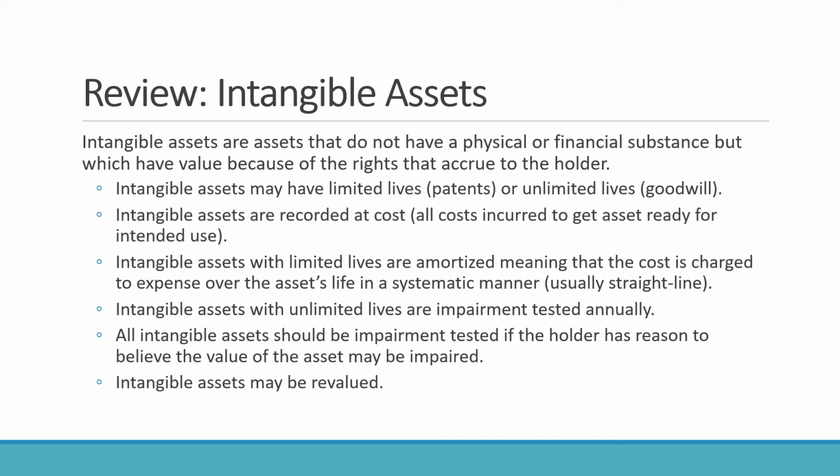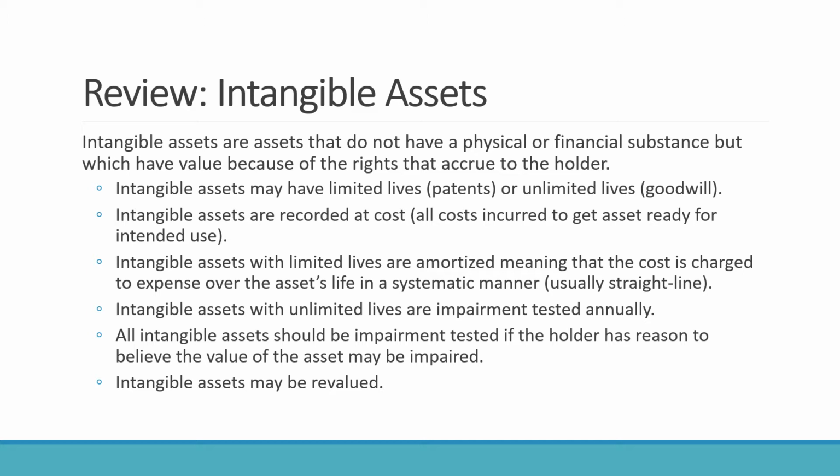So if we bought a patent for 50,000 euros and we expect it to have a 5-year life and not be worth anything at the end of 5 years because it's technologically obsolete, we would take the 50,000 euros, divide it by 5 years, and charge 10,000 per year to amortization expense and decrease the patent account by that amount.